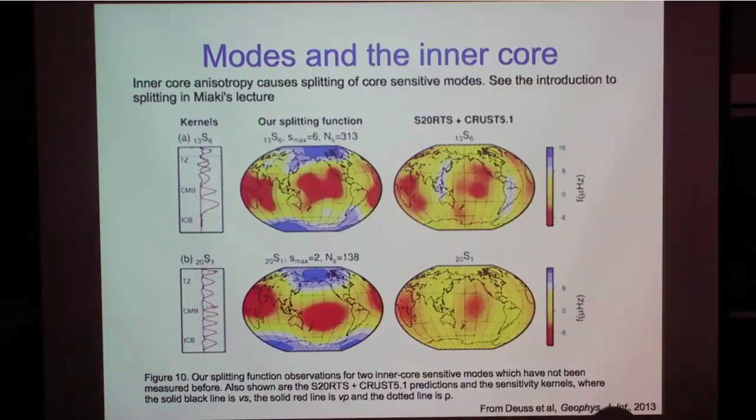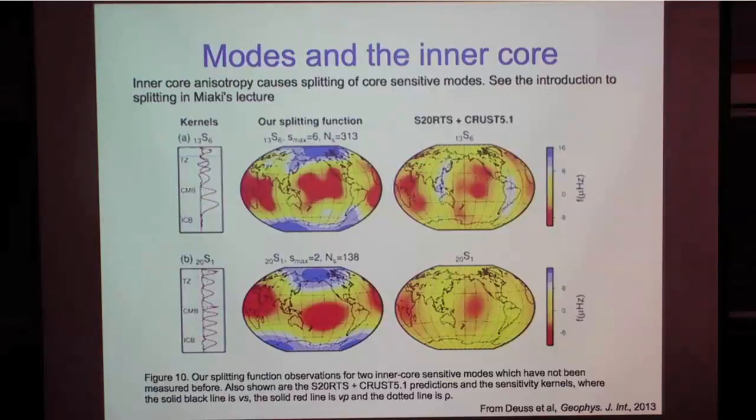So I guess if you look at the predicted splitting function from crust and the mantle, and they're compared to your observed, there are actually some interesting correlations, right? Is the amplitude from the crust and mantle just much smaller than you observe? I mean, are they just a coincidence, or do you think there are some possible connections?